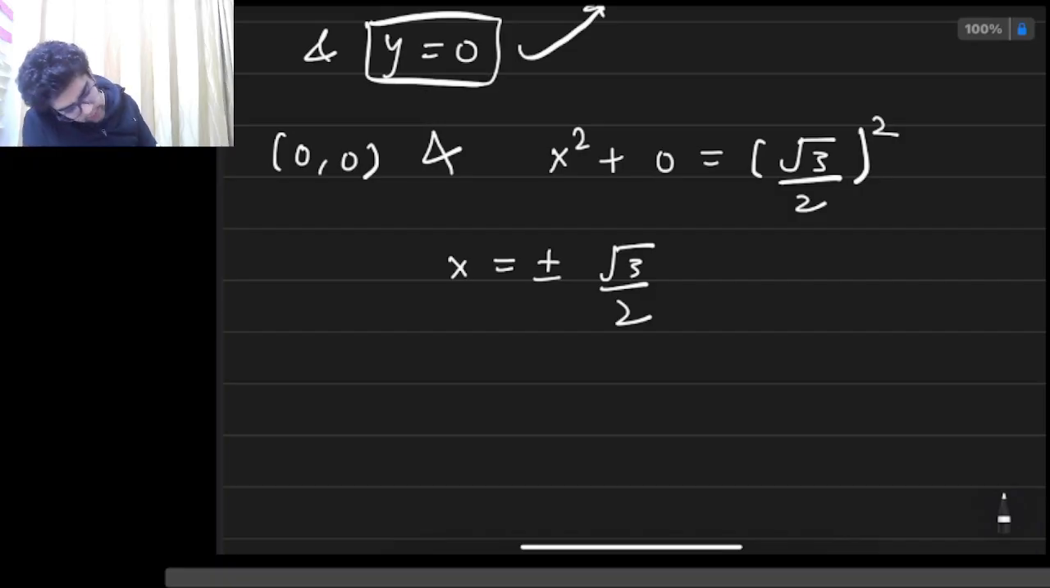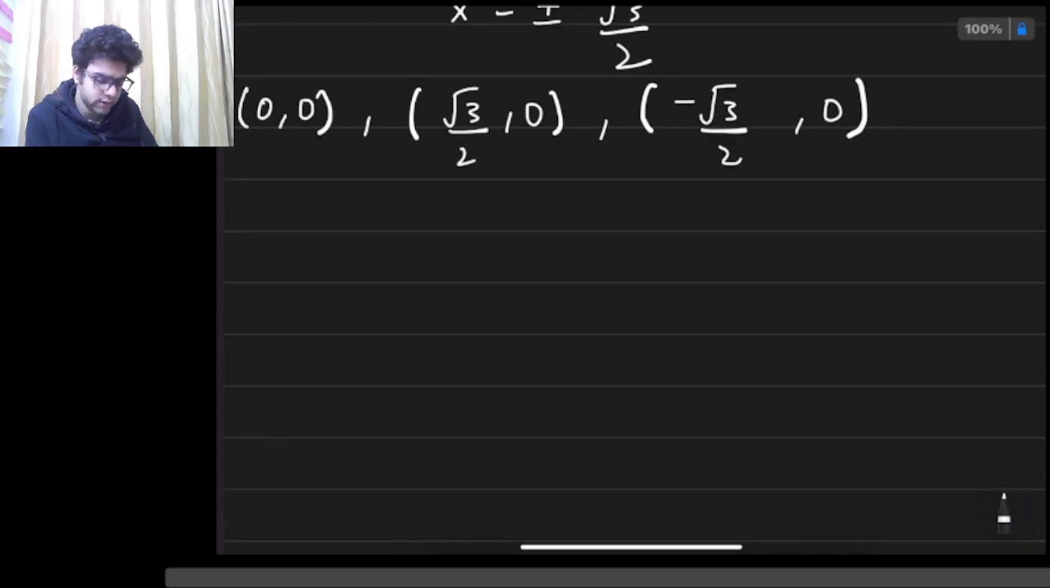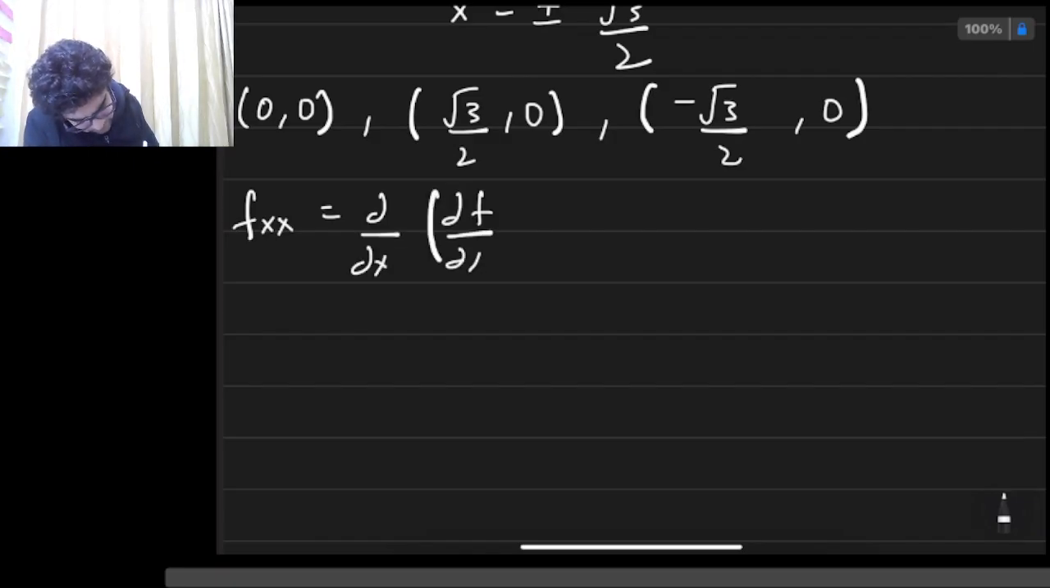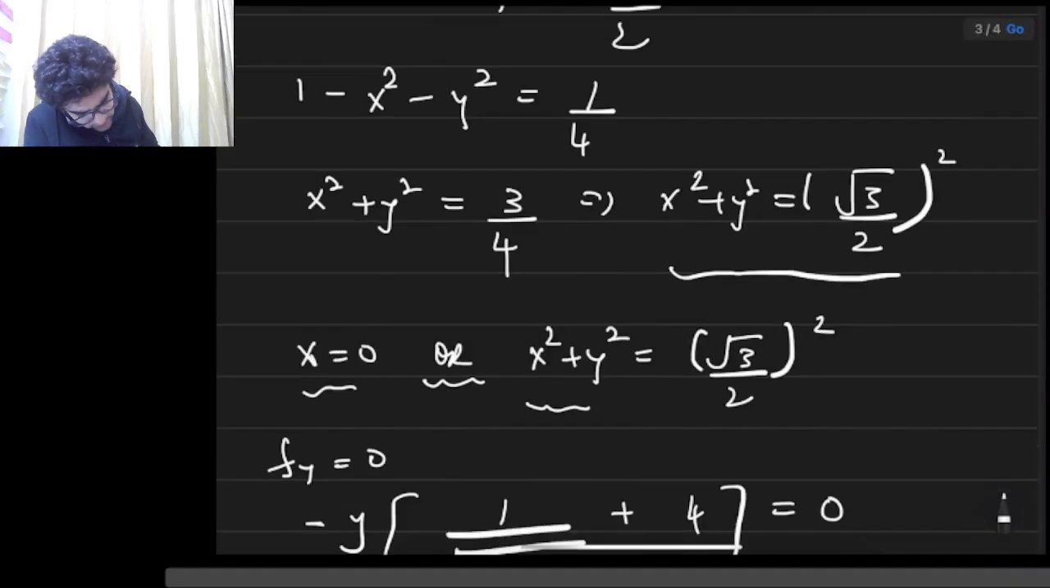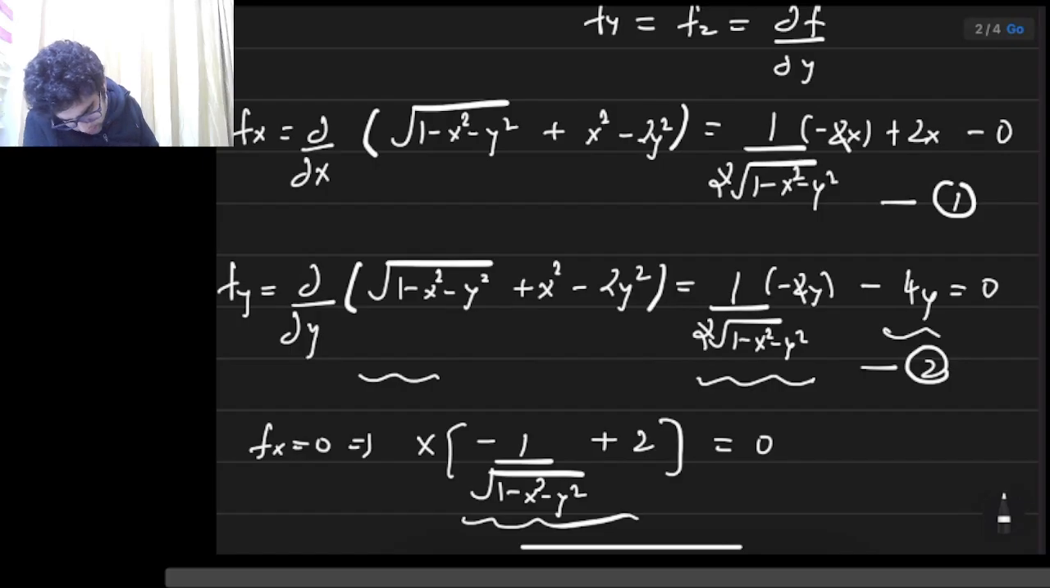So hence my stationary points are root 3 by 2 comma 0, minus root 3 by 2 comma 0, and 0 comma 0. These are my 3 points. Now I'll find the second order partial derivatives. My second order partial derivatives are, so I need to find del by del x of del f by del x, and I already had the expression of del f by del x. So I need to differentiate this with respect to x.